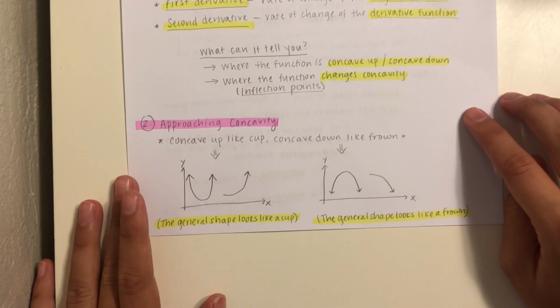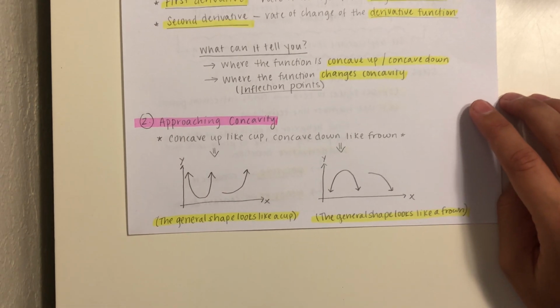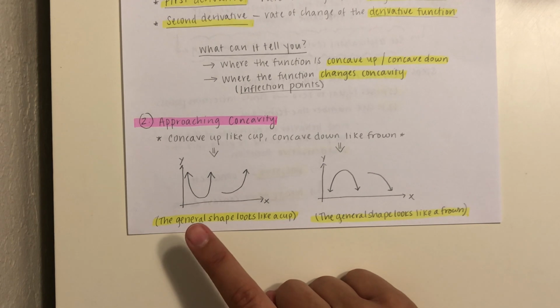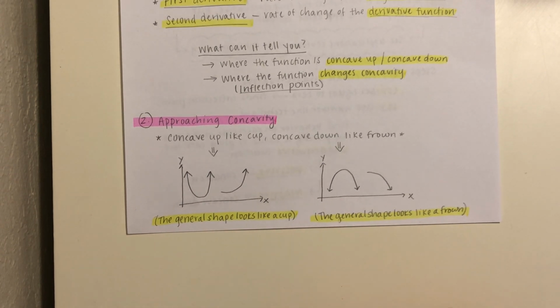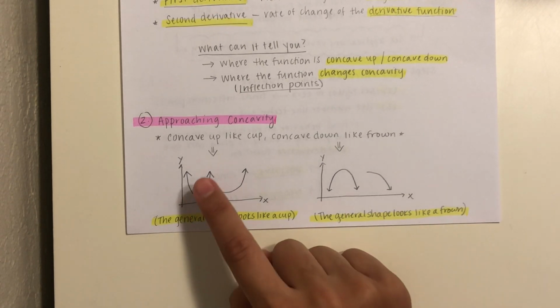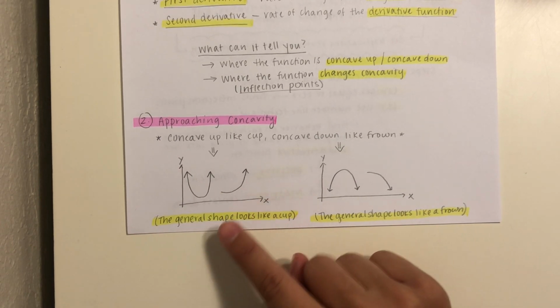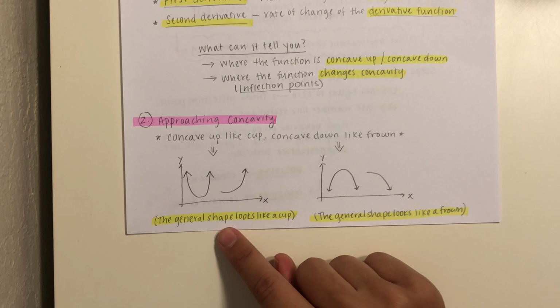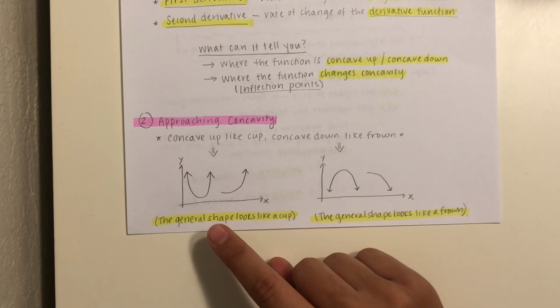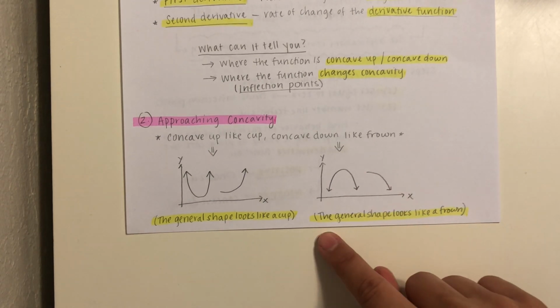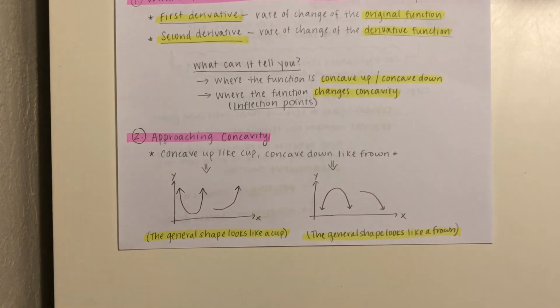Okay, so we're going to talk about concavity a little bit more conceptually. The way I learned it is concave up is like a cup and concave down is like a frown. So anytime the function looks like a bowl or half a bowl or a cup, that's going to be concave up. Anytime it looks like a frown or half a frown, it's concave down. So you can tell visually looking at it that way.